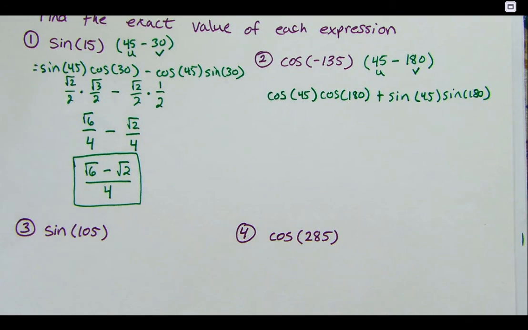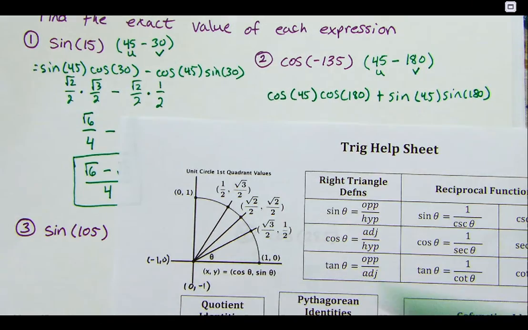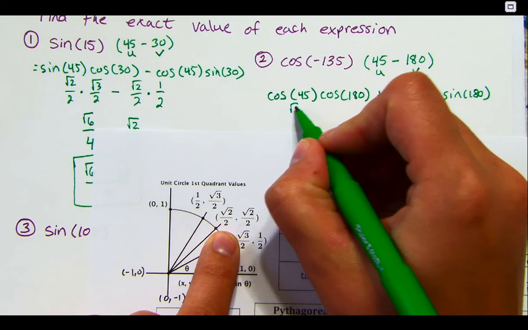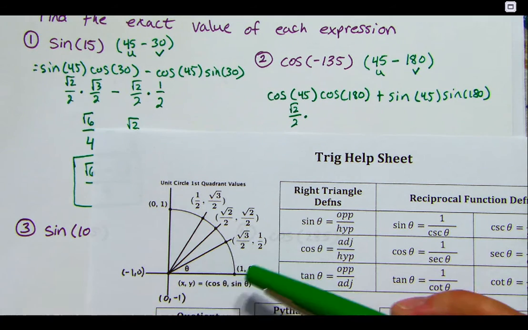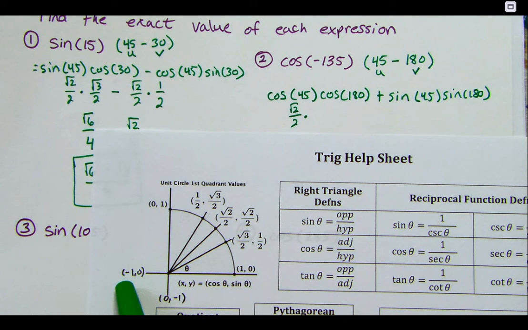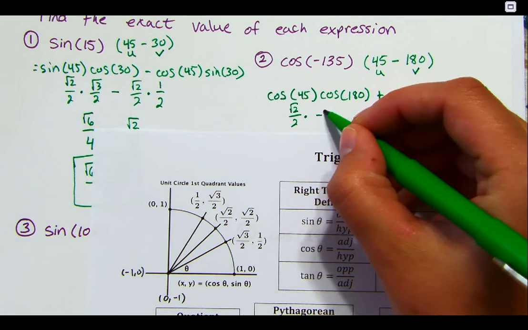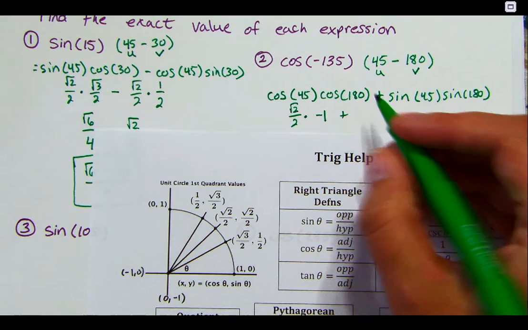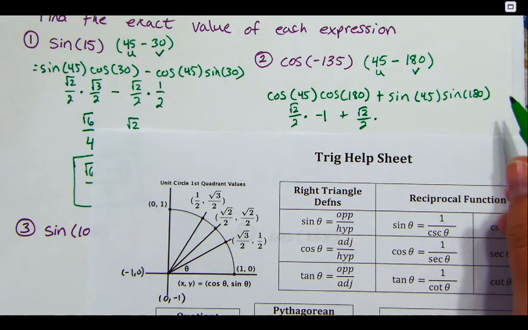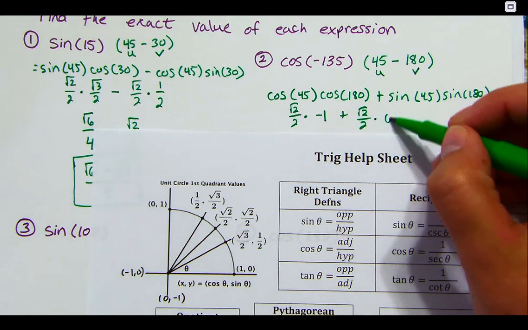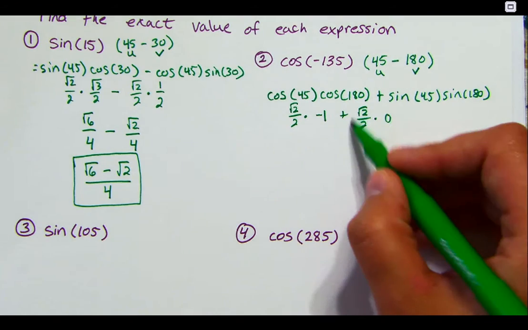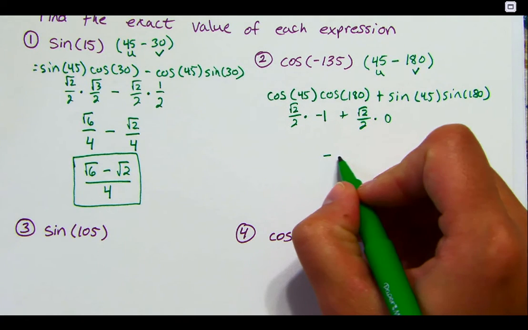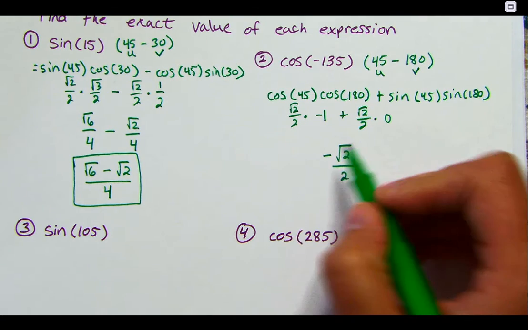Okay, so now I am back to the top corner where we are using this information to find the exact values. So cosine of 45 is the square root of 2 over 2. And then 180 is over here, so that's going to be -1. And then we are adding the sine of 45, so that's square root of 2 over 2. And then the sine of 180 is 0. Okay, so now we simplify. So this part right here just cancels out, and then -1 times the square root of 2 over 2 is negative square root of 2 over 2.